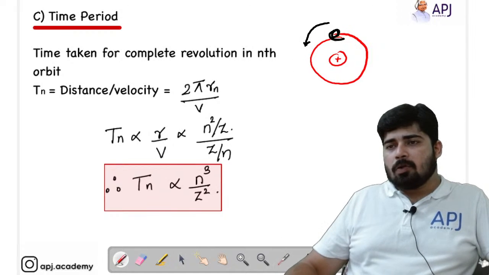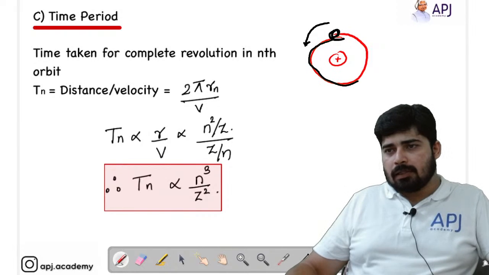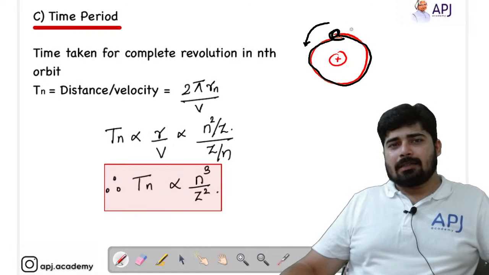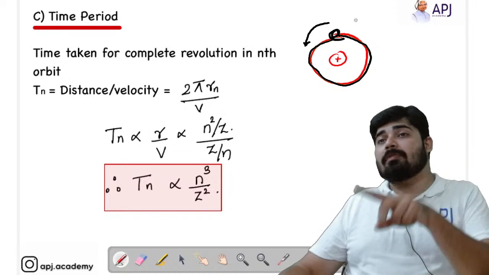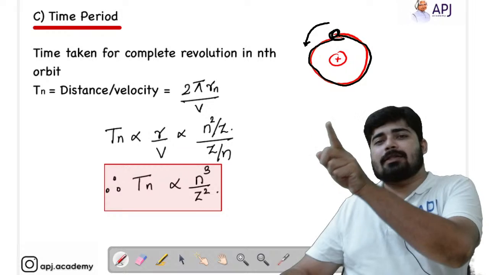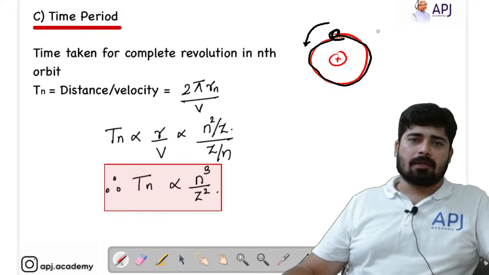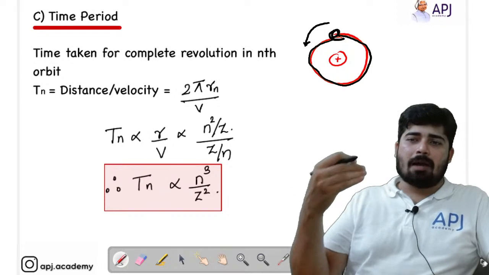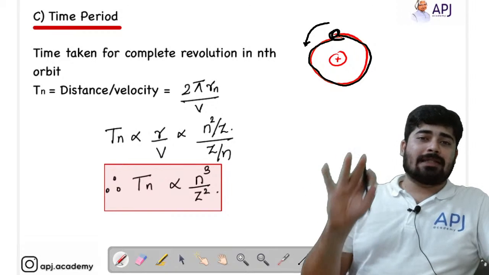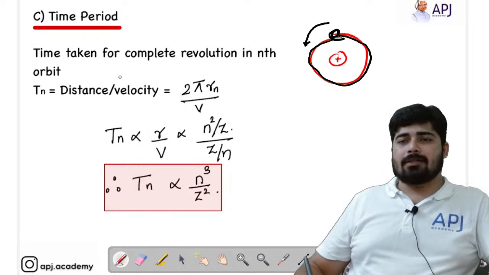So when the electron starts moving along the orbit and it reaches the initial point, we call it one revolution. So what do you mean by one revolution? When an electron starts from a particular point and it reaches the same point, then we call it one revolution. So what do you mean by time period? Time period is the time taken to complete one revolution. The time taken by the electron to complete one revolution is called the time period.